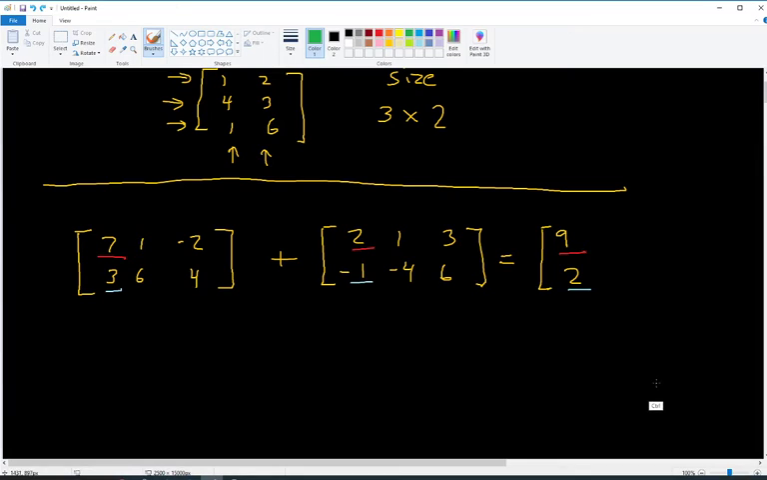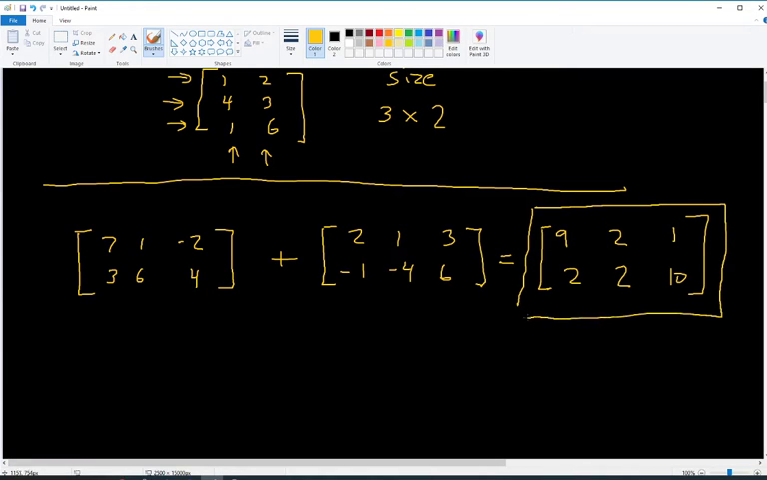So I'm going to get rid of those little colors, but that's basically how it works. So let's see, we get 1 plus 1 is 2. We get 6 plus -4, which is 2. -2 plus 3 is 1. And 4 plus 6 is 10. And that's our answer. So it's just like regular addition, but you go through and you just add the same positions in the matrices together.